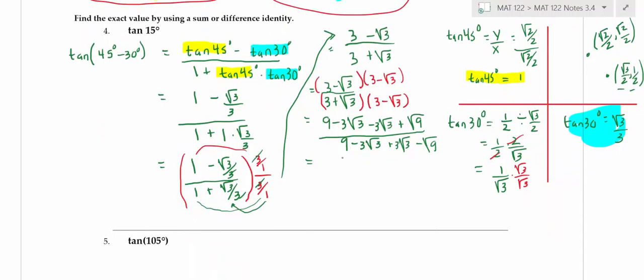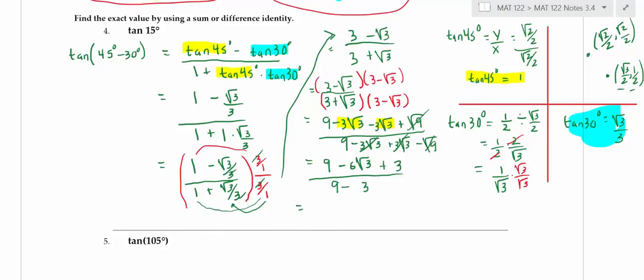Okay? All right, so what I'm going to have in the numerator now is I have 9. And see, these two things right here are like terms, so they go together. So that's 9 minus 6 times square root of 3. Of course, square root of 9 is 3. Then the denominator, the inner and outer cancel. That's the reason why we multiply by the conjugate. So notice we're left with 9 minus 3. So that got rid of the radical.